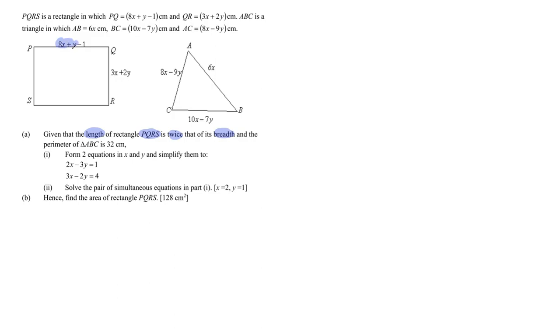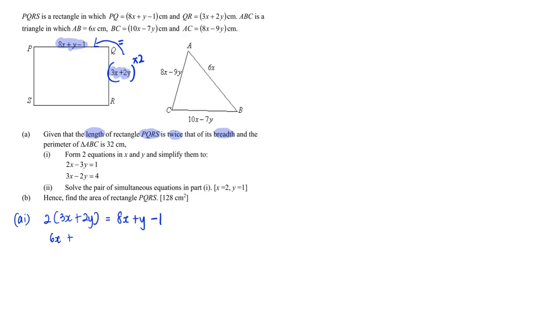The length is actually twice that of the breadth. That means if I take the breadth and times it by 2, it will equal the length. And that is one of the equations. So for part A, part 1, you would see me writing this down: 2 times (3x plus 2y) is equal to the length, and the length is 8x plus y minus 1, and I'm going to simplify. It should give me one of the equations.